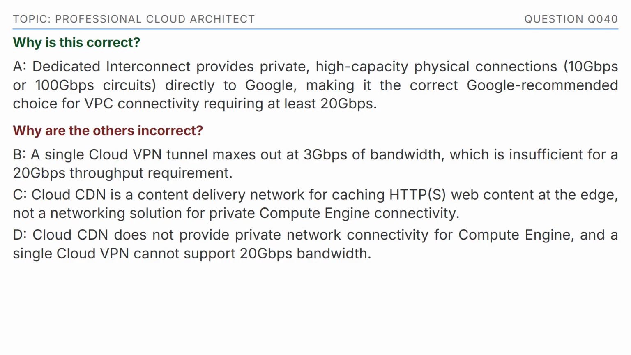B. A single Cloud VPN tunnel maxes out at 3 gigabits per second of bandwidth, which is insufficient for a 20 gigabits per second throughput requirement. C. Cloud CDN is a content delivery network for caching HTTPS web content at the edge, not a networking solution for private Compute Engine connectivity. D. Cloud CDN does not provide private network connectivity for Compute Engine, and a single Cloud VPN cannot support 20 gigabits per second bandwidth.